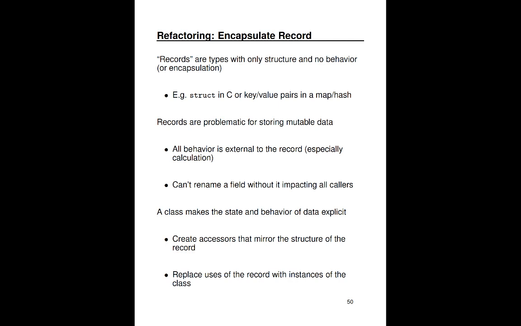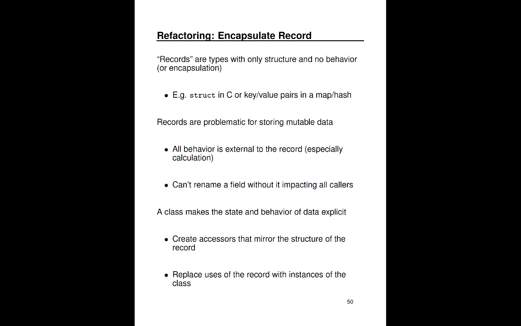Contrast these properties of records with a class. A class makes state and behavior very explicit. It has methods for data encapsulation, making fields private, for instance. And it has the ability to put the behavior right there with the class. So all of the code, the state, and the behavior is localized together.